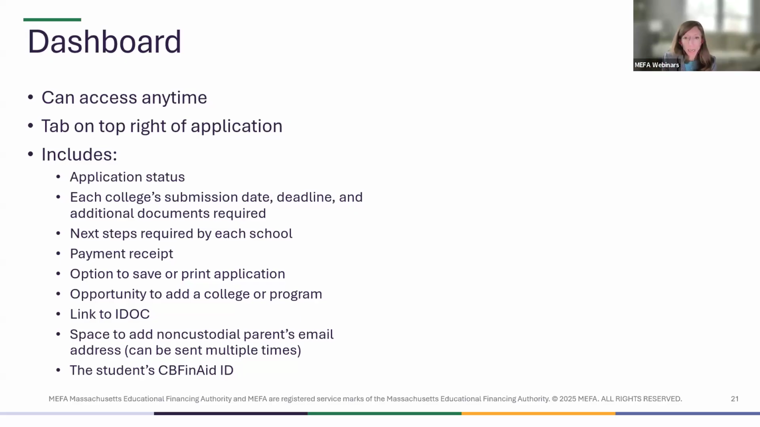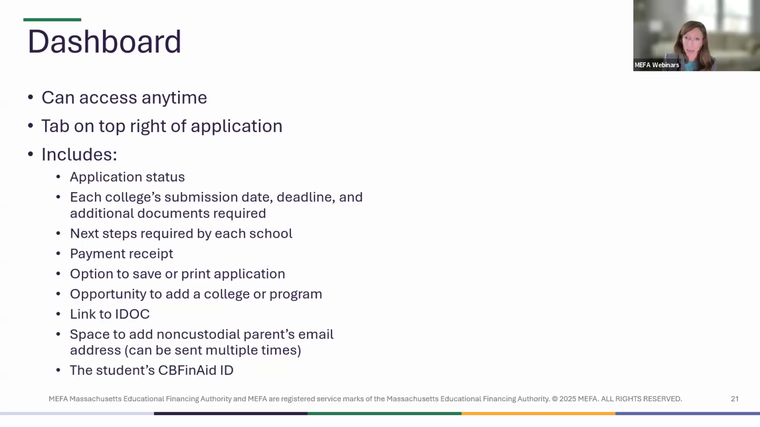If you submit the profile and then you realize, I want to add some additional schools, my child decided to apply to these three more schools that require the profile, you're going to log back into your dashboard, go right to your dashboard. This is where you can add additional schools, and then you'll pay at that time as well.